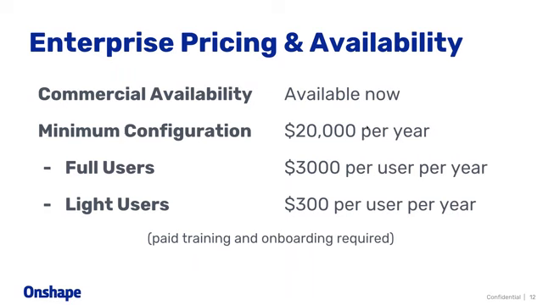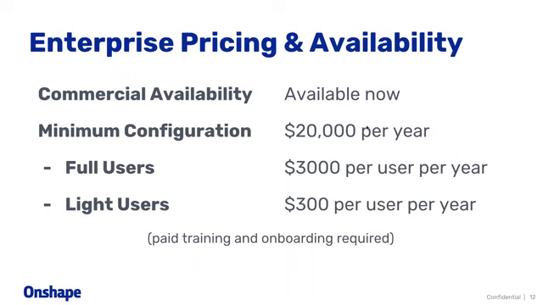And then it's based on a count of light users. These are content consumers, people in maybe purchasing or manufacturing, who need to do things like view and comment on CAD data, potentially export it for putting it into machine tools, that sort of thing. Those are $300 per user per year. And the total of those two counts needs to equal the minimum configuration of $20,000 per year.